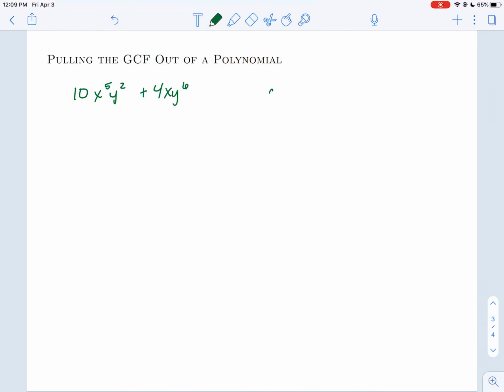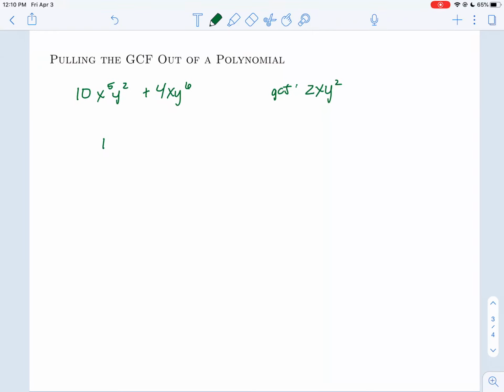So we already know from the last page that the GCF of both of these terms together is going to be 2xy squared. So what we essentially want to do is divide out that 2xy squared from both of the terms. So we want to take that 10x to the 5th y squared plus 4xy to the 6th, and take out that 2xy squared by dividing it. But doing that just on its own, right, that would totally change the value of the polynomial, and I don't want to change the value.